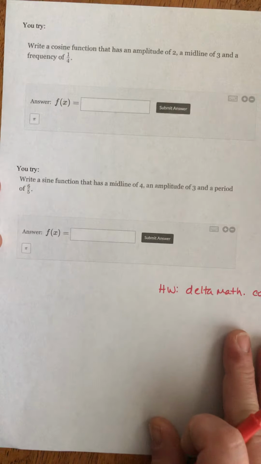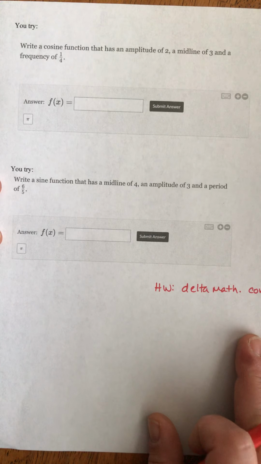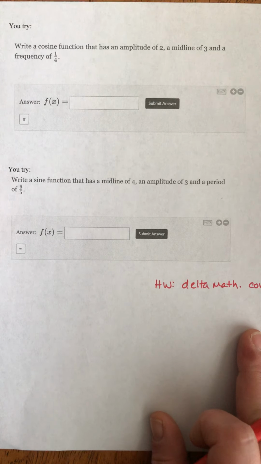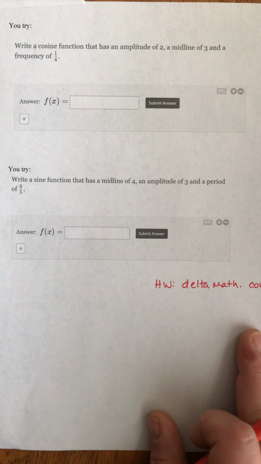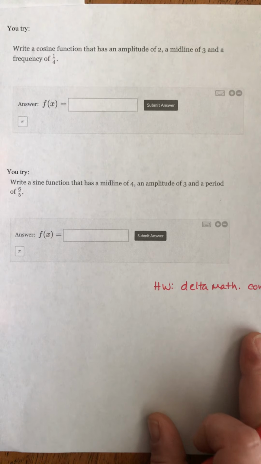All right, so I'm going to have you guys pause the video and try these two, and then restart the video, and I'll go over them. Just make sure you're all set, and your homework will be on Delta Math. So go ahead and pause the video now and try these two, and then start the video to see if you got them right.